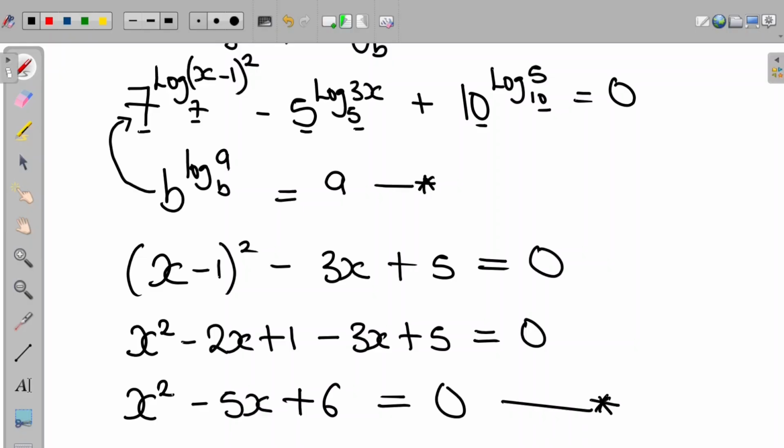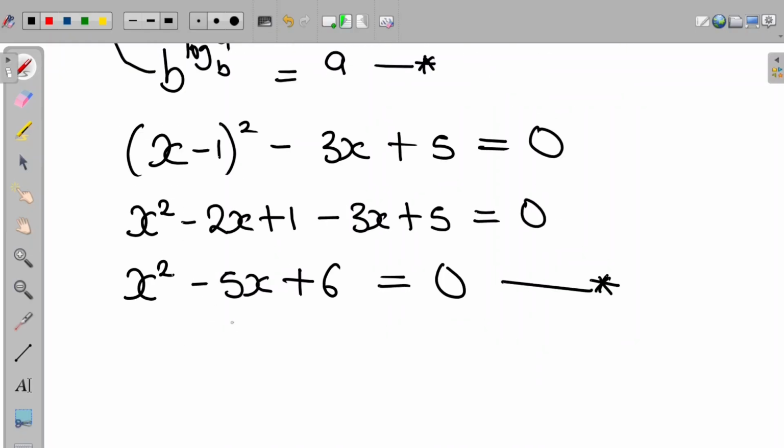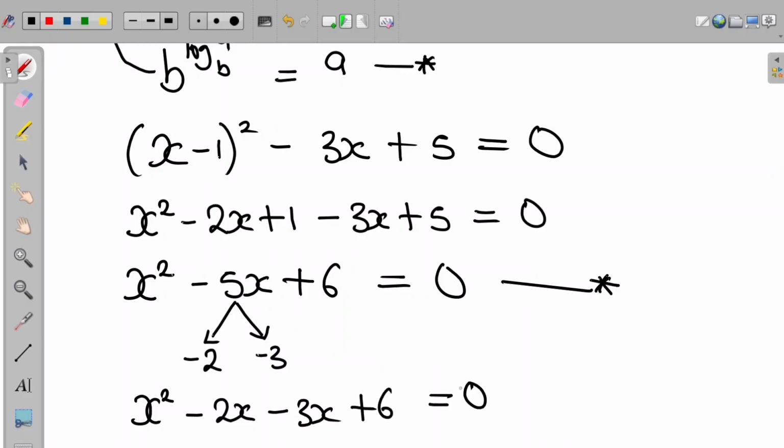Now, our equation here is a quadratic equation. We can obtain the roots of the equation using the factorization method. Upon factorizing, we look for two numbers whose sum is equal to -5 and whose product is equal to 6. The two numbers are -2 and -3. So we have x squared minus 2x minus 3x plus 6 equal to 0.